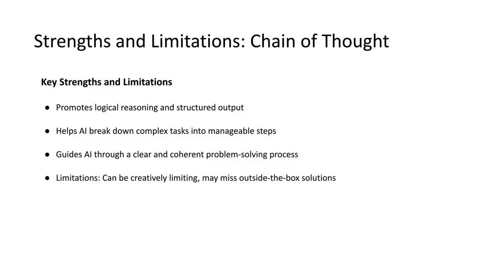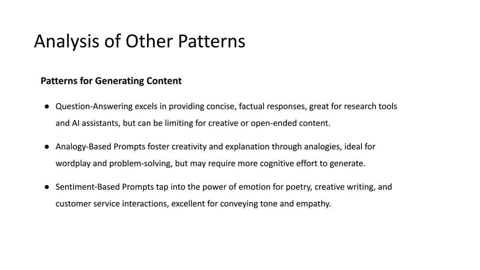However, unlike the interview pattern, chain of thought prompting can restrict the AI's ability to explore unconventional solutions due to its systematic nature. Regarding the strengths and limitations of the other advanced prompting techniques, first up, we have question answering prompts. These are fantastic for getting clear, factual answers, like having a super-powered research assistant. But if you're looking for something too imaginative, question answering prompts might not be the best fit. They're more suited for straightforward information retrieval.